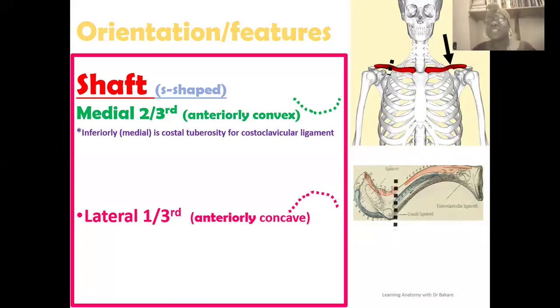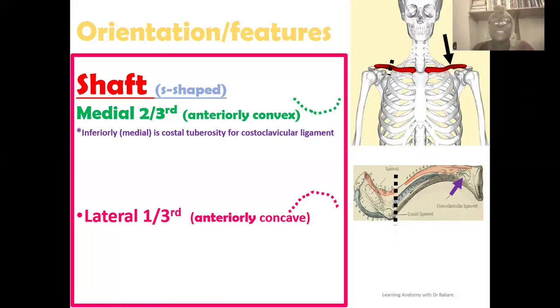And if you try to create an alignment here along this point, highlighted in dotted black, this is where we have the medial 2/3, and this is where we have the lateral 1/3. So for the medial 2/3 at the inferior border, we have the costal tuberosity. And this is what is arrowed here in purple. This costal tuberosity, we say, creates the attachment site for the costoclavicular ligament.